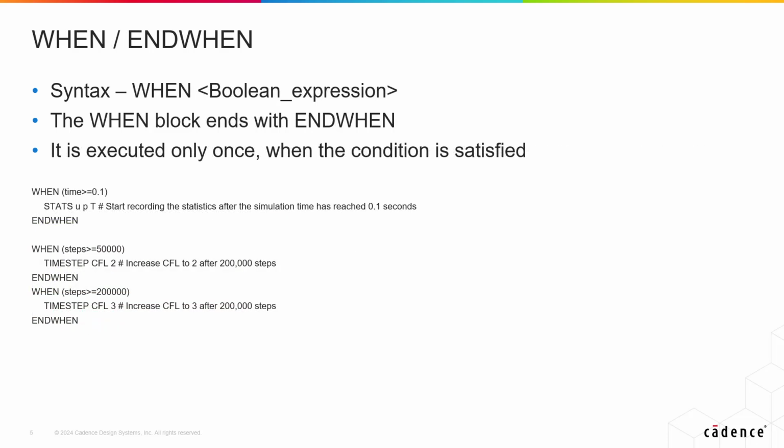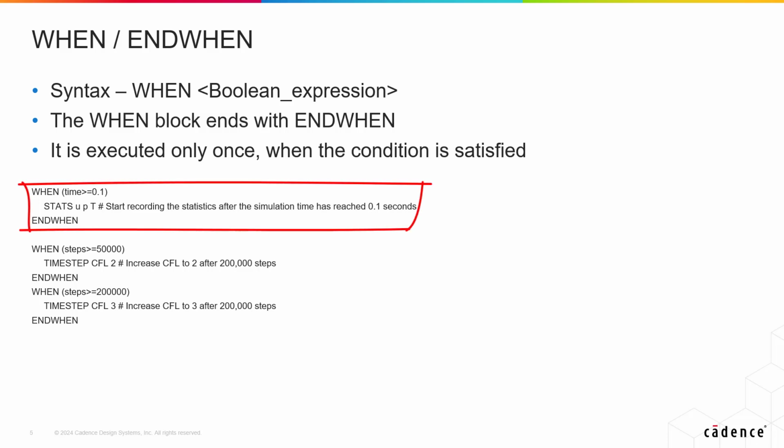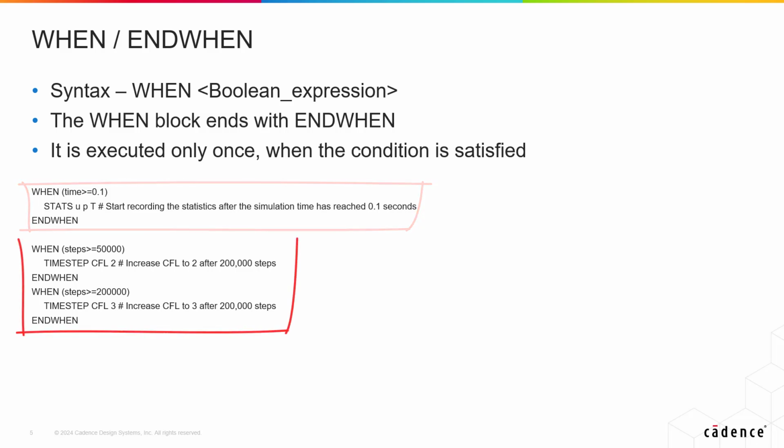Next up is the when condition, which is similar to the if condition, but it can contain any expression that the solver can evaluate, and this includes solver output variables and mathematical expressions as well. Once the expression evaluates to true, the commands inside the when block are processed. This command is very handy for providing runtime modifications to the solver parameters, such as when the user wants to start recording the time average and RMS statistics after a particular simulation time, or when they want to ramp up the CFL after a certain number of time steps.